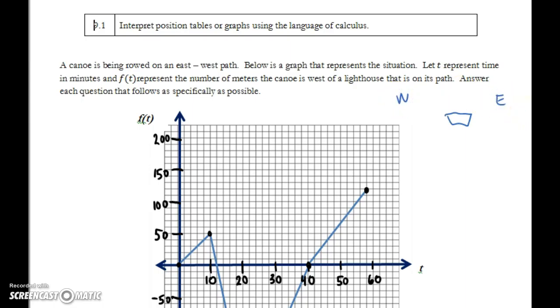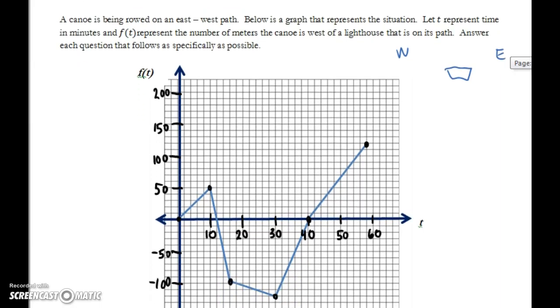T is time in minutes, and f of t is the number of meters the canoe is west of a lighthouse that's on its path. So this is minutes, and this is meters west of lighthouse. Now it's important that we include the word west so we know exactly where the canoe is located.